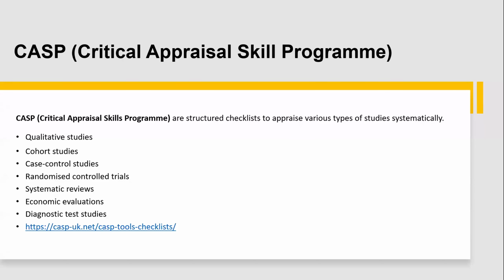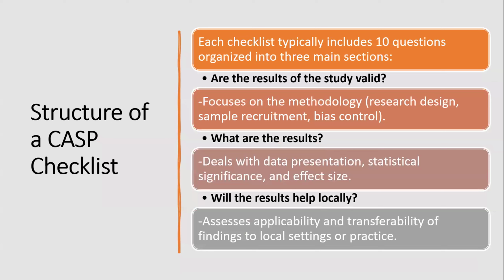So next is the CASP checklist, that is the Critical Appraisal Skills Programme. This tool is mainly used for qualitative studies, cohort, case control, randomized control trials, systematic reviews, economic evaluation, and diagnostic test studies. These tools are freely available; if you just type in Google, you can access them. It is available in Word format and also in PDF format. You can use both versions.